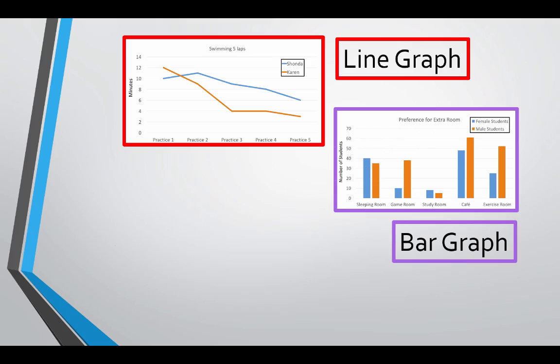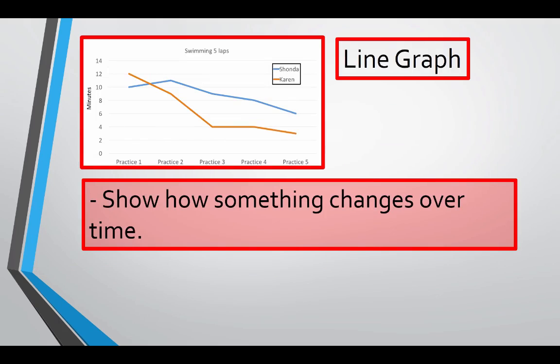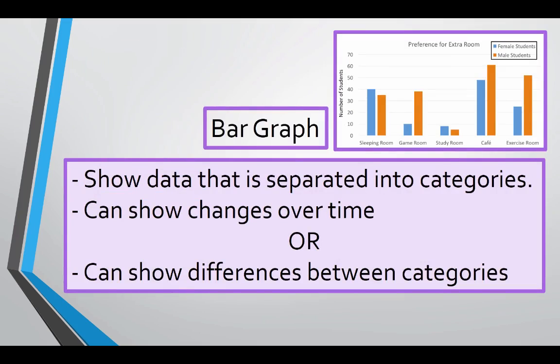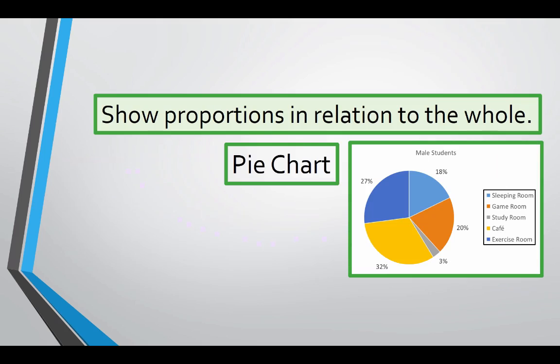There are three popular charts and graphs that you should be aware of: a line graph, a bar graph, and a pie chart. A line graph. This is often used to show how something changes over time. It is usually a line formed by connected points on a graph. A bar graph. This is a good tool to show data that can be separated into categories or groups. It can be used to show changes over time or differences between categories. A pie chart. This is an easy tool to show proportions in relation to the whole.